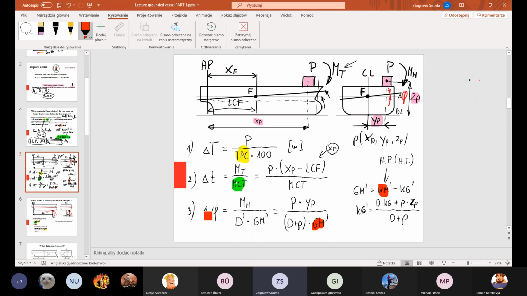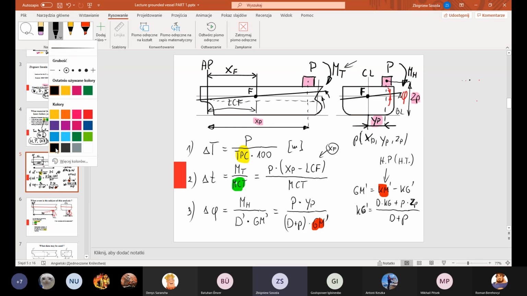You should remember, you should understand these three formulas. Three degrees of freedom. After additional weight has been loaded on board, the ship changes mean draft, the ship changes trim, and the ship changes the angle of heel. And there is a great mistake here. Great mistake, and nobody said.